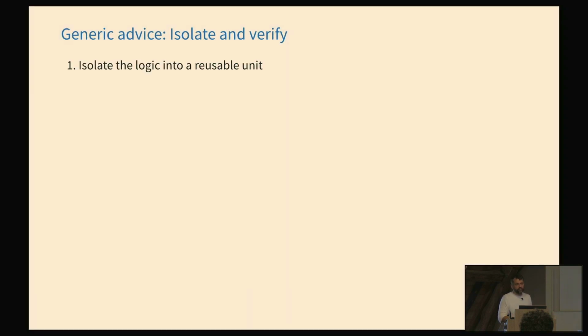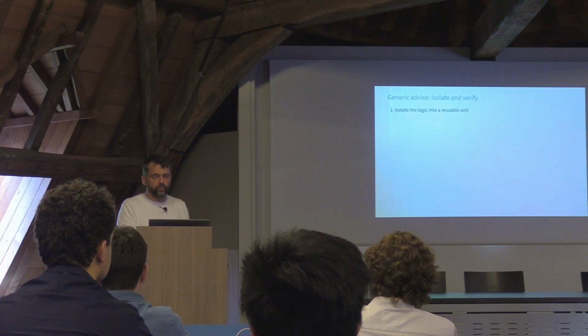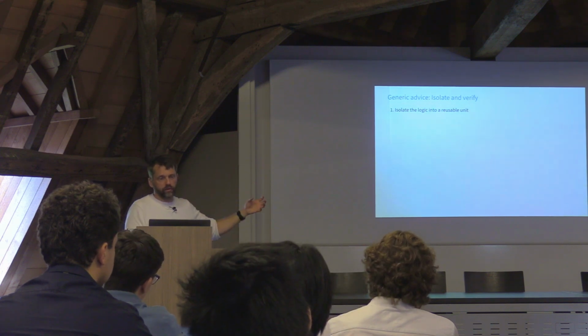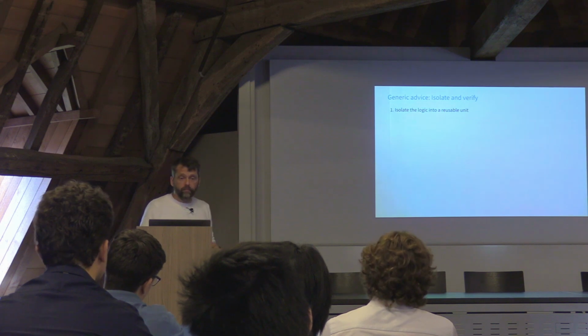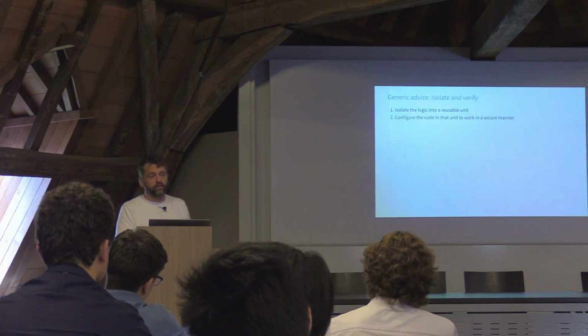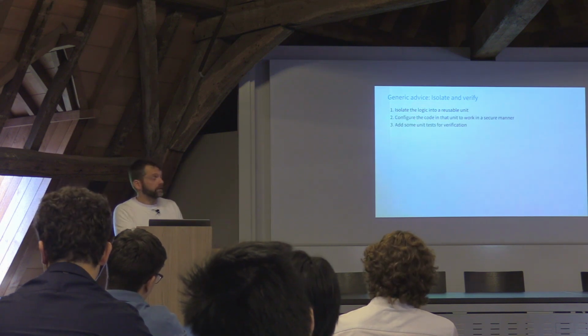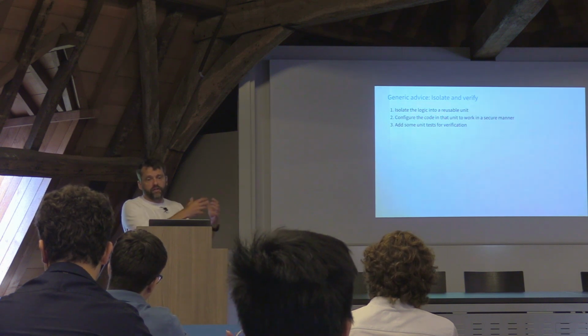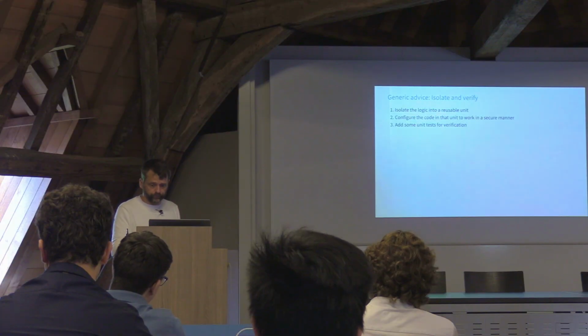So the generic advice is to isolate the logic and create a reusable unit. And this is often smart to do if you're using an external library, you're just using one function and you might want to replace it later. Then put it in a reusable unit. Make sure you configure it to work in a secure manner, and then add some unit tests for verification. So now we have something that's safe to use for everyone else in the team and maybe also across teams.